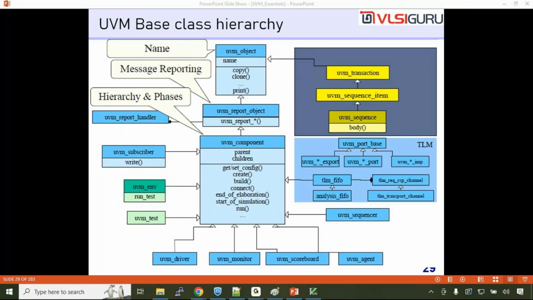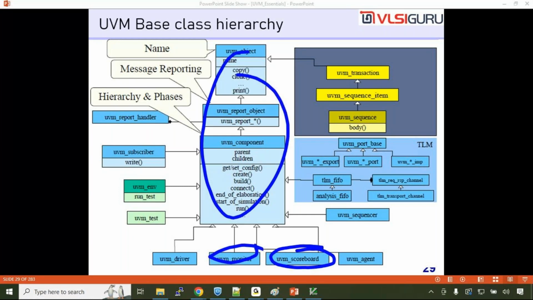What will be the problem if I don't use inheritance? Then every class you develop should have all these things. You should manually develop them. Without inheritance, we'll have to develop all those things manually ourselves.